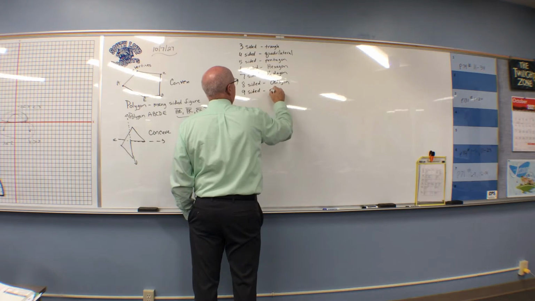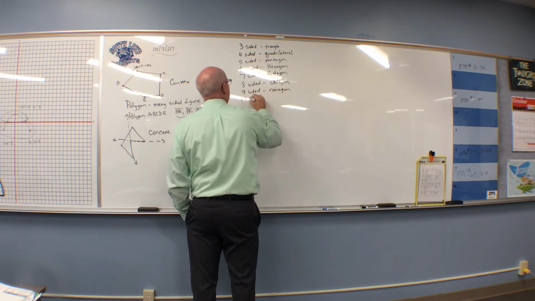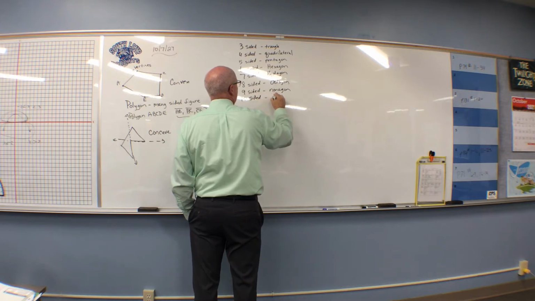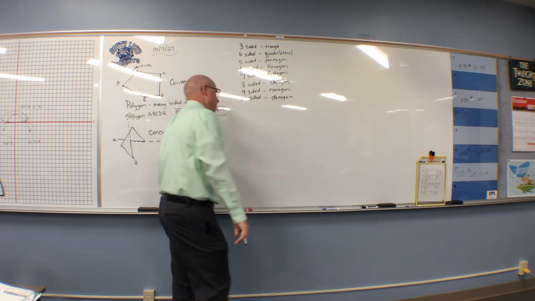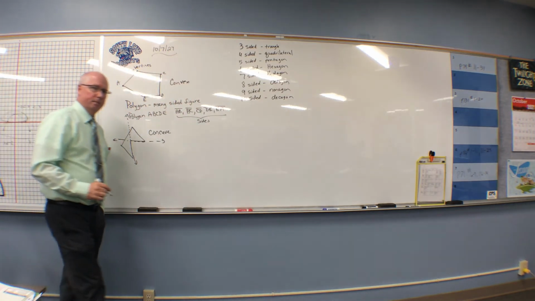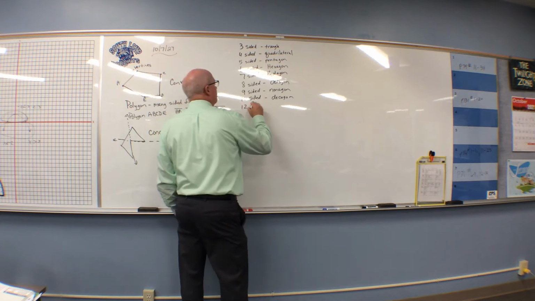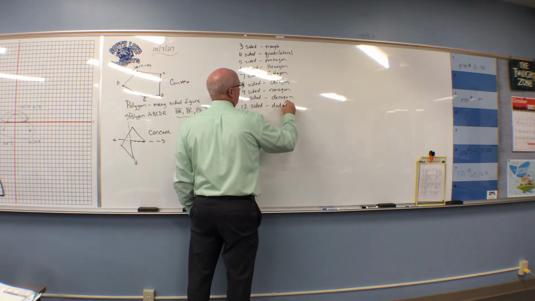Is a nonagon. And a 10-sided is a decagon. Now, I'm going to give you a 12-sided because it is actually used every once in a while, and it's called a dodecagon. Dodecagon. Yeah, dodecagon.